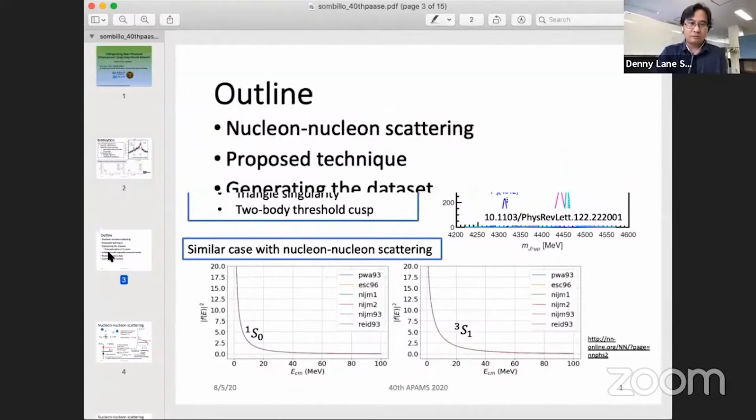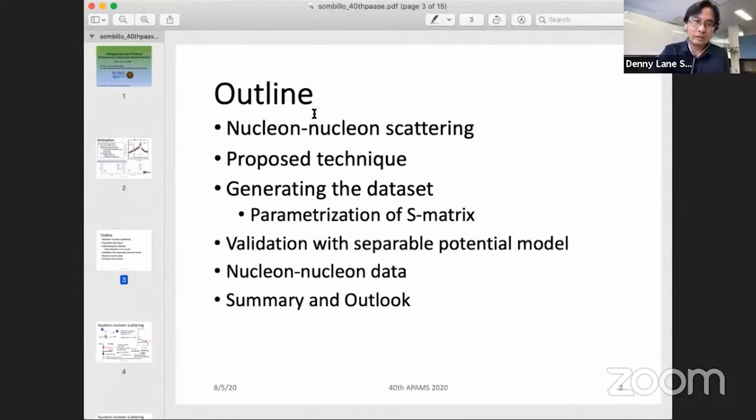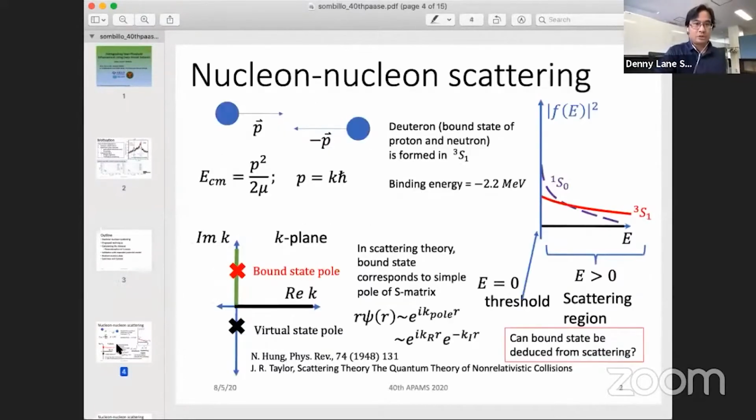Actually, one of them can produce a bound state, and we will be using a neural network to do this distinction. Just to give you the outline, I'll give you a short introduction about nucleon-nucleon scattering, and I'll describe the proposed method that we are using. I will also describe how we generate the training dataset, because this is a deep learning method. I will also talk about how we validate our neural network by using an exactly solvable model, where you can get an exact S matrix. Then we apply this to the actual nucleon-nucleon data, and then I'll give a summary and outlook of our future study.